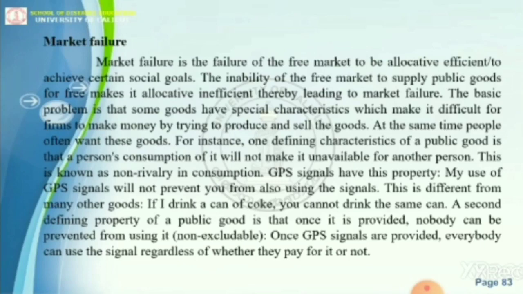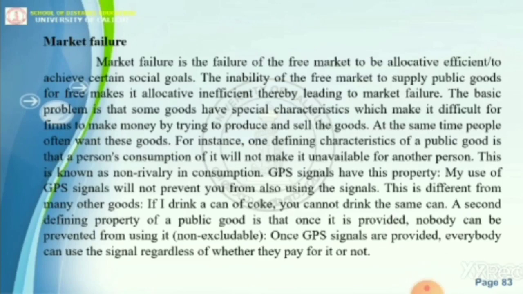Market failure. Market failure is the failure of the free market to be allocatively efficient or to achieve certain social goals. The inability of the free market to supply public goods for free is allocative inefficiency, thereby leading to market failure. The basic problem is that some goods have special characteristics which make it difficult for firms to make money by trying to produce and sell the goods. At the same time, people often want these goods.